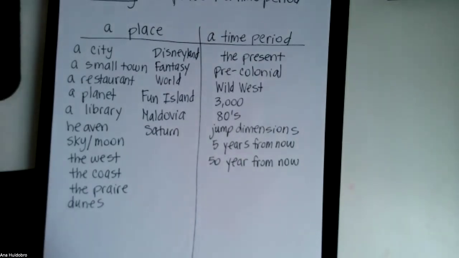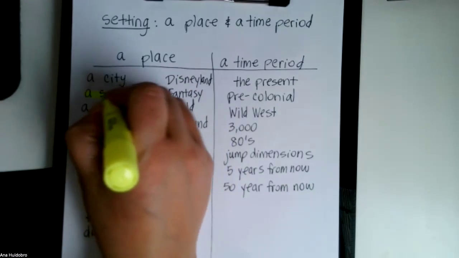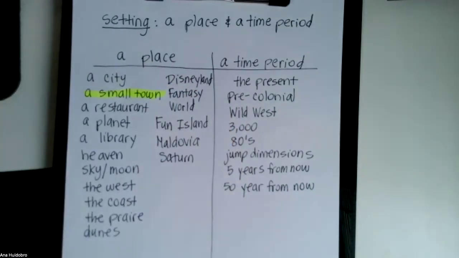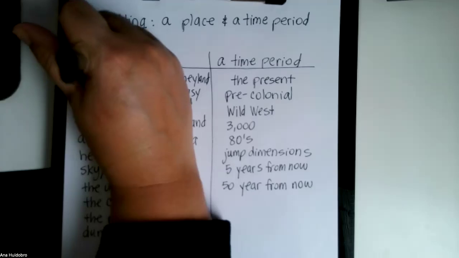So, good. For my character, let me see, I'm going to pick my character. I think I'm going to have my character Pepperoni Pete be in a small town. And I think I'm going to give it a name. I think I'm going to call it Pizza Town.